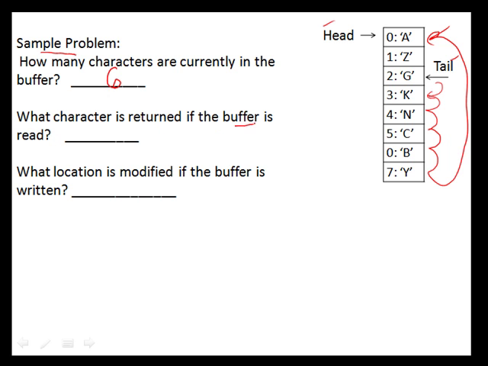What character is returned if the buffer is read? Well, the very first character that we would read when we increment the tail would be K, so that would be K. What location is modified if the buffer is written? Well, if we write the buffer, we're going to increment head and then write this location, so it's going to be location 1.